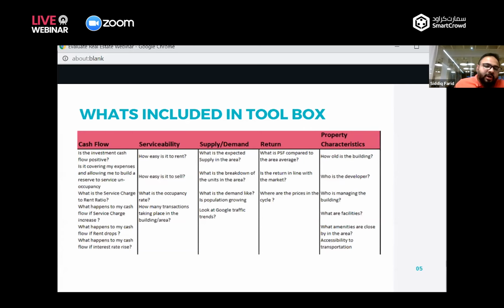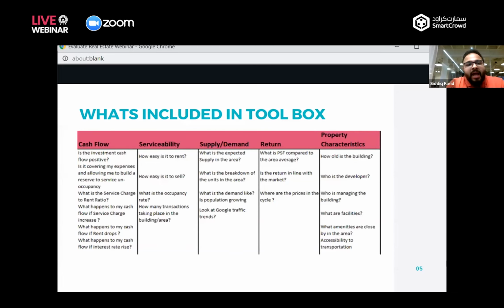The other thing you want to focus on is other intangibles, other qualitative factors, right? How old is the building? Who is the developer? Who's managing the building? Are my service charges well taken care of? What are the facilities in the building? What are the amenities in and around the area? How easily accessible is the transportation, etc.? All those things come into play.